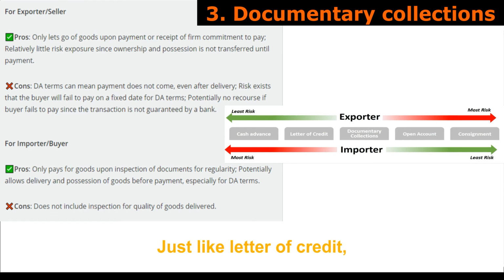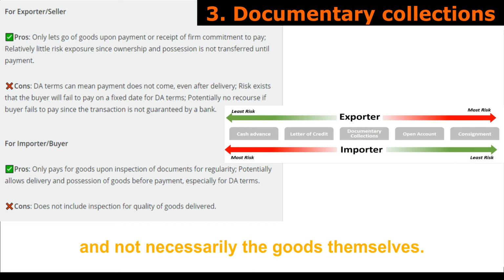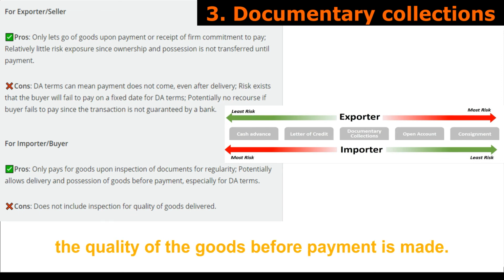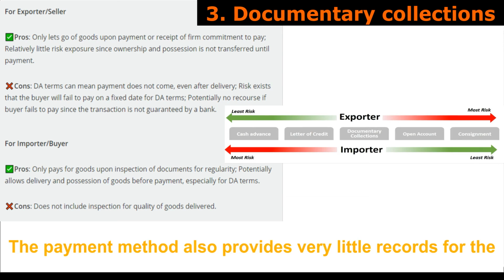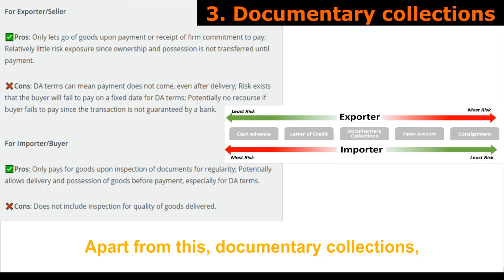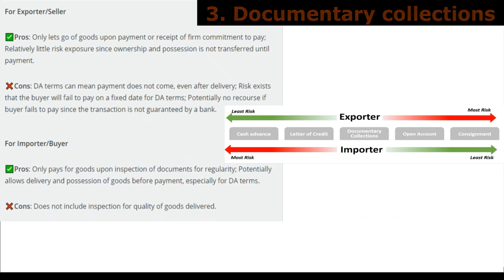However, just like letter of credit, the focus of both banks is on documents and not necessarily the goods themselves. This means it may be harder to discover a problem with the quality of the goods before payment is made. The payment method also provides very little recourse for the exporter in the event that the importer fails to pay for the goods. Apart from this, documentary collections present a balanced payment method for both exporter and importer.